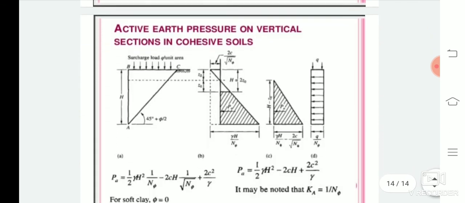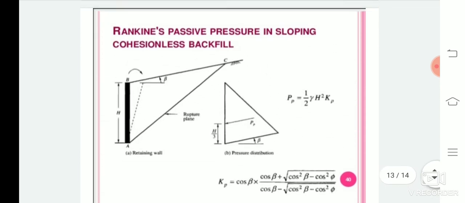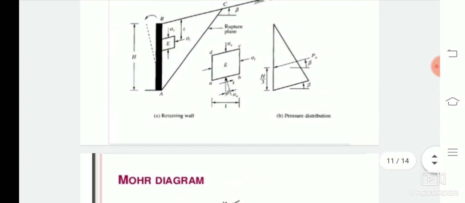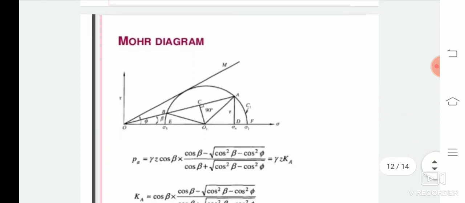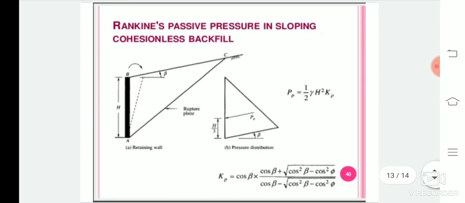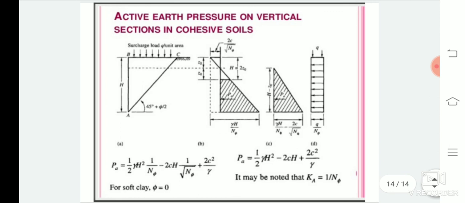Now let us consider cohesive soil. In all the cases we have studied, one assumption remained constant, that the soil must be cohesionless. So all the cases we have studied previously are mainly used for cohesionless soil, where the friction angle phi is predominant. So for cohesive soil, how is the theory provided?